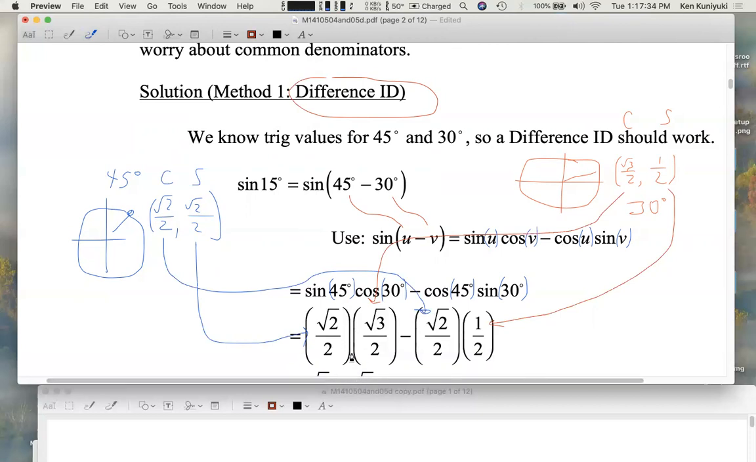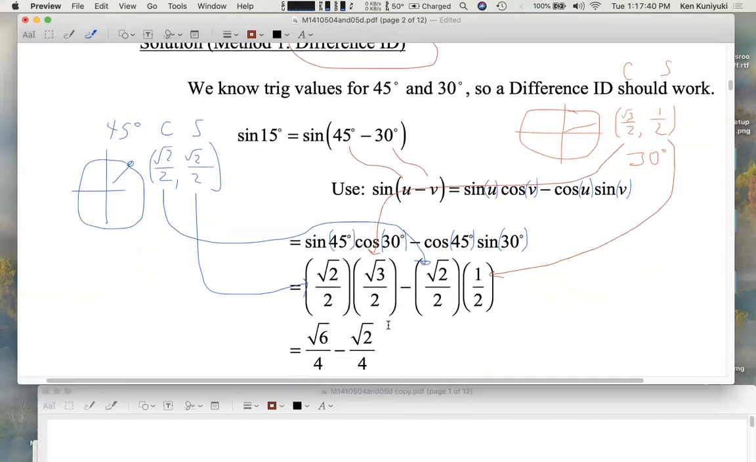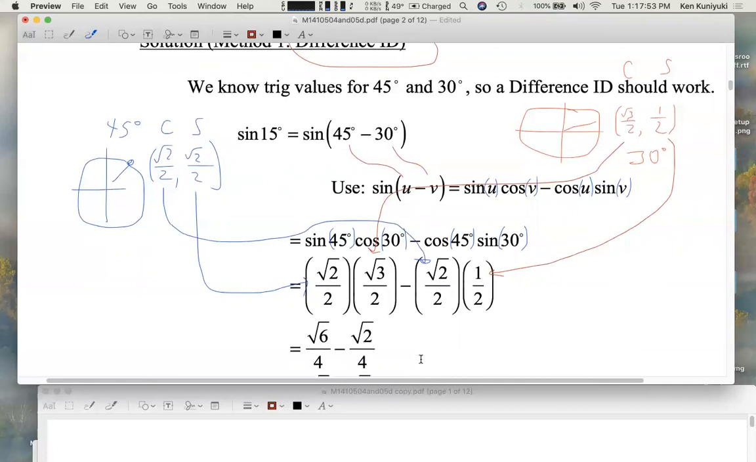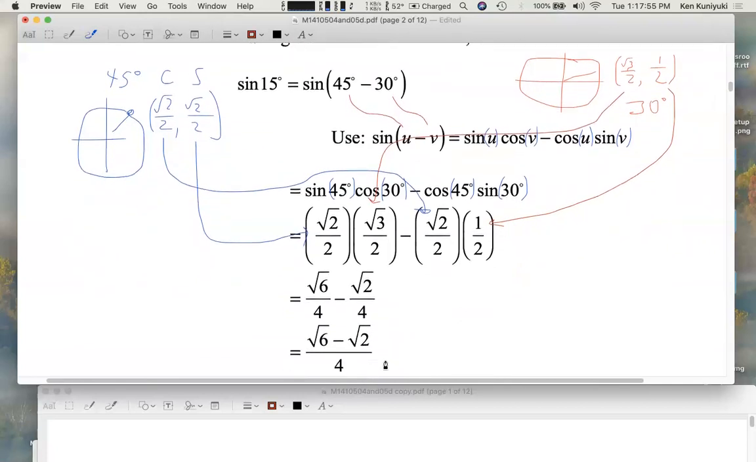Remember that fractions multiply across. What is root 2 times root 3? That is root 6. We get root 6 over, of course, 2 times 2 is 4, minus root 2 times 1 is root 2. 2 times 2 is 4 again. We have like fractions. We should combine these. We're combining like fractions. On the top, we have root 6 minus root 2 all over 4.